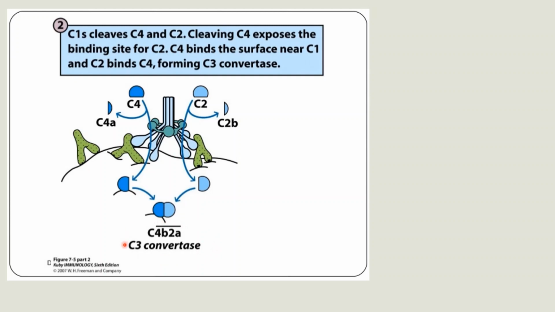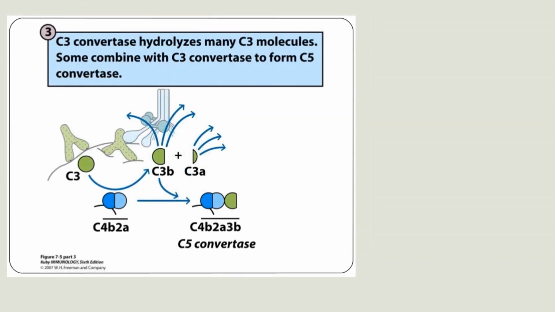So the next target for C3 convertase is C3. Third step: C3 convertase hydrolyzes many C3 molecules. Some combine with C3 convertase to form C5 convertase. So in the third step, C5 convertase will form.